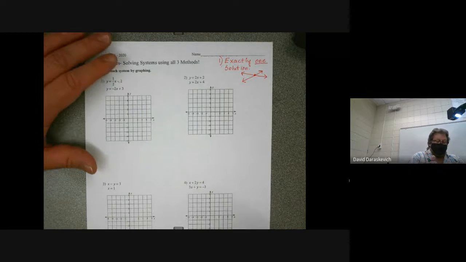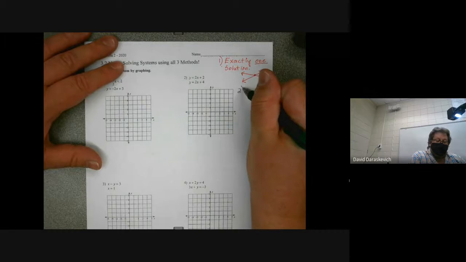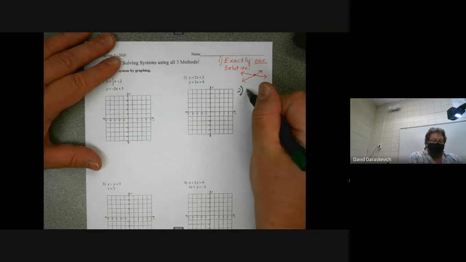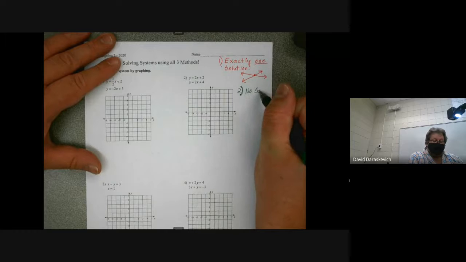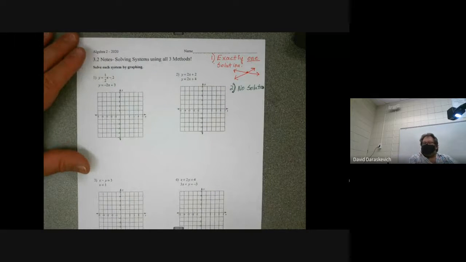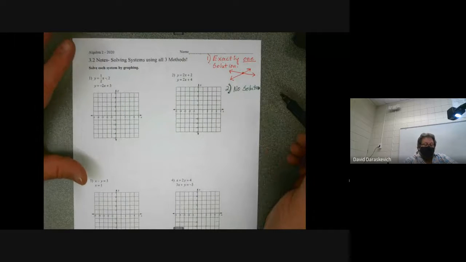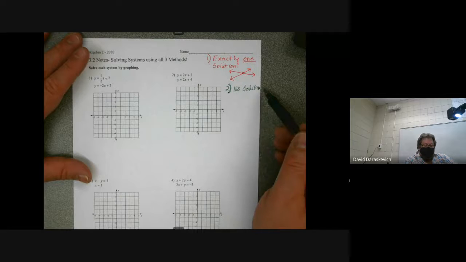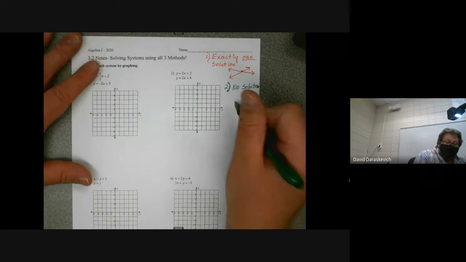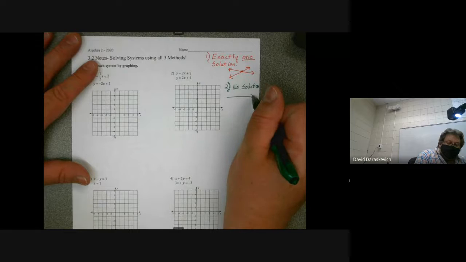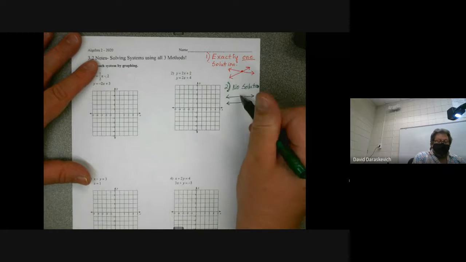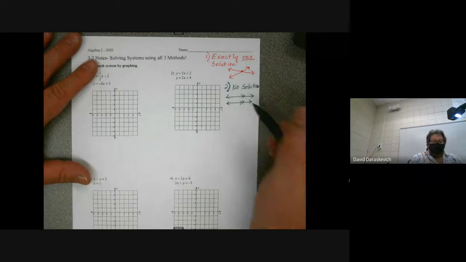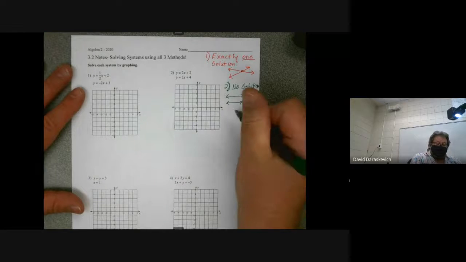Second scenario, we have no solutions. Okay, and think of this as, well, when they intersect, they have one. So the way they have none is not to intersect. Well, we could always do that by having parallel lines, right? Where they never intersect. Okay, parallel lines, no solutions.